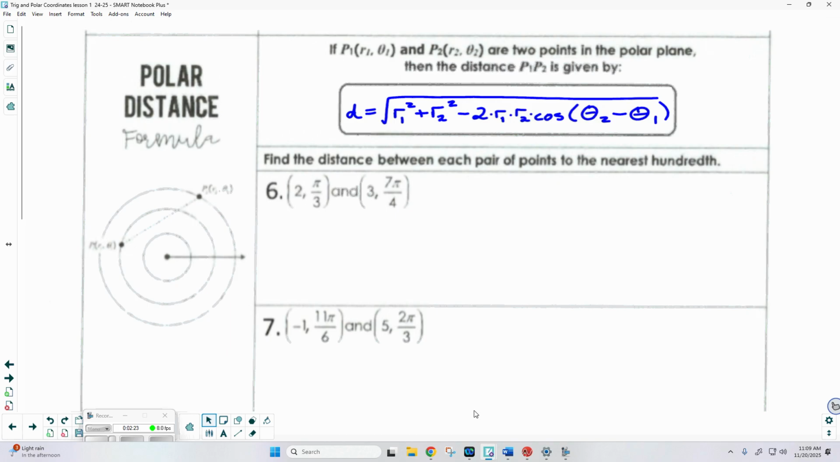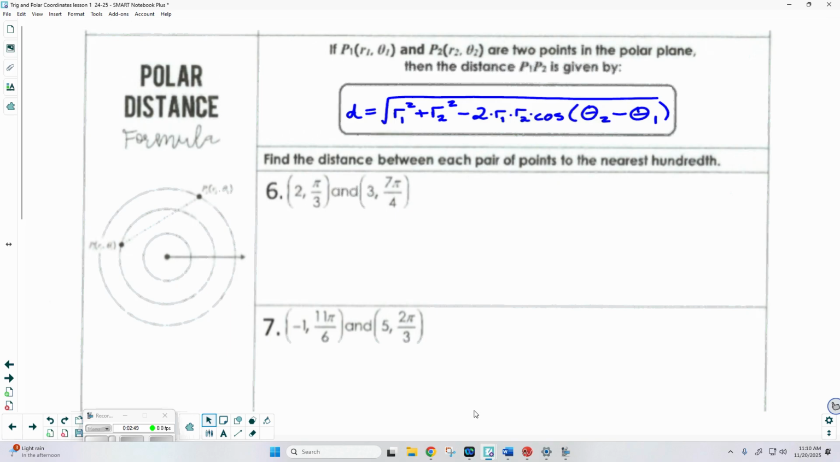All right, so we're going to go ahead. Here's the formula. Everything's below the square root: the first radius squared plus the second radius squared minus 2 times the first radius times the second radius times cosine of theta 2 minus theta 1, the difference of your angles. What's really nice about this is you just have to substitute into your formula, and then we're going to let the calculator do the heavy lifting for us.